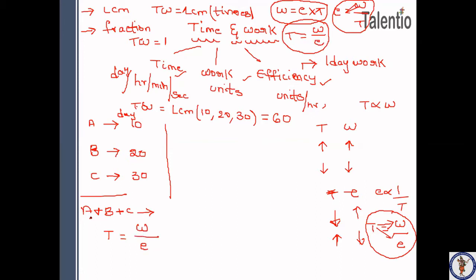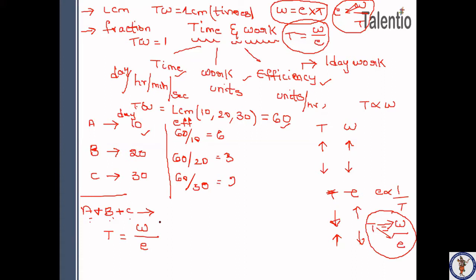So, to find the efficiency of A, B, and C, we want the individual efficiency of A, B, and C. Ma'am, how to find the individual efficiency? We have the total work 60, and we have time. That means we can find efficiency. So what is the efficiency of A? 60 by 10, which is equal to 6 units per day. What is efficiency of B? 60 by 20, which is equal to 3 units per day. What is efficiency of C? 60 by 30, which is equal to 2 units per day.